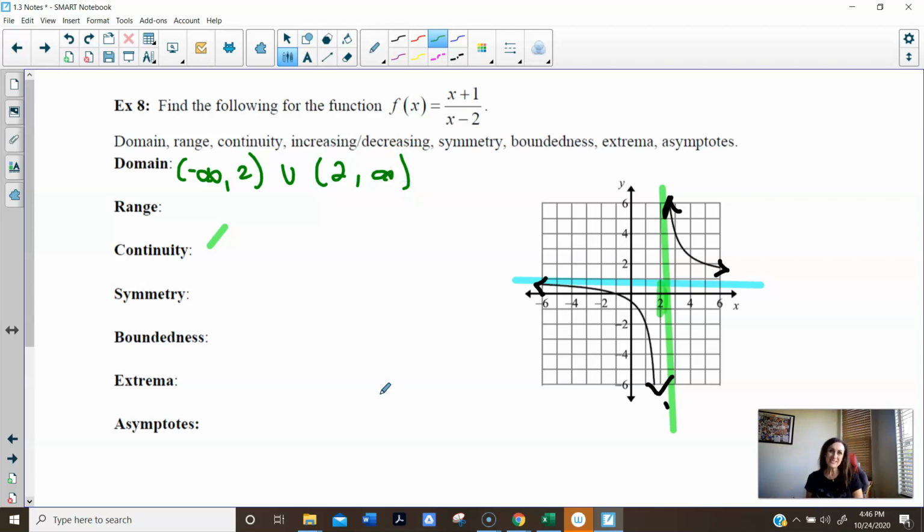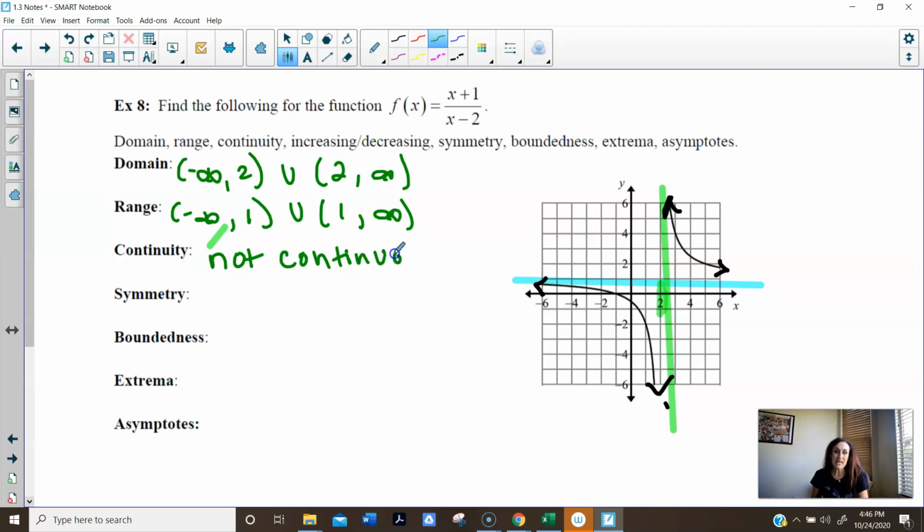All right, the range goes from low to high. So this goes down forever and then up forever, except for y cannot be 1. And so the range is going to go from -infinity until we get to 1, and then from 1 up to infinity. This graph is not continuous, and how we know it's not continuous is we have to lift up our pencil in order to graph the whole thing.